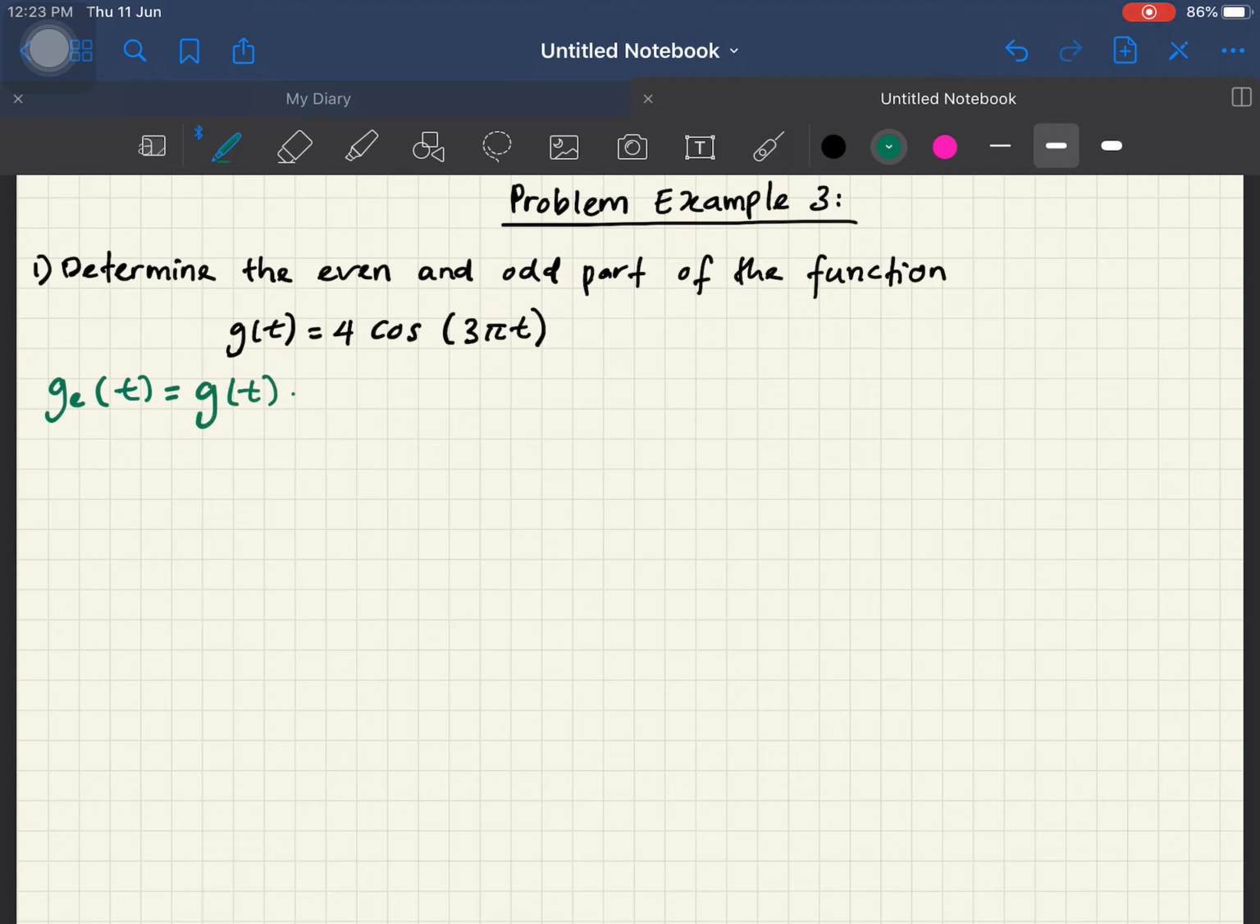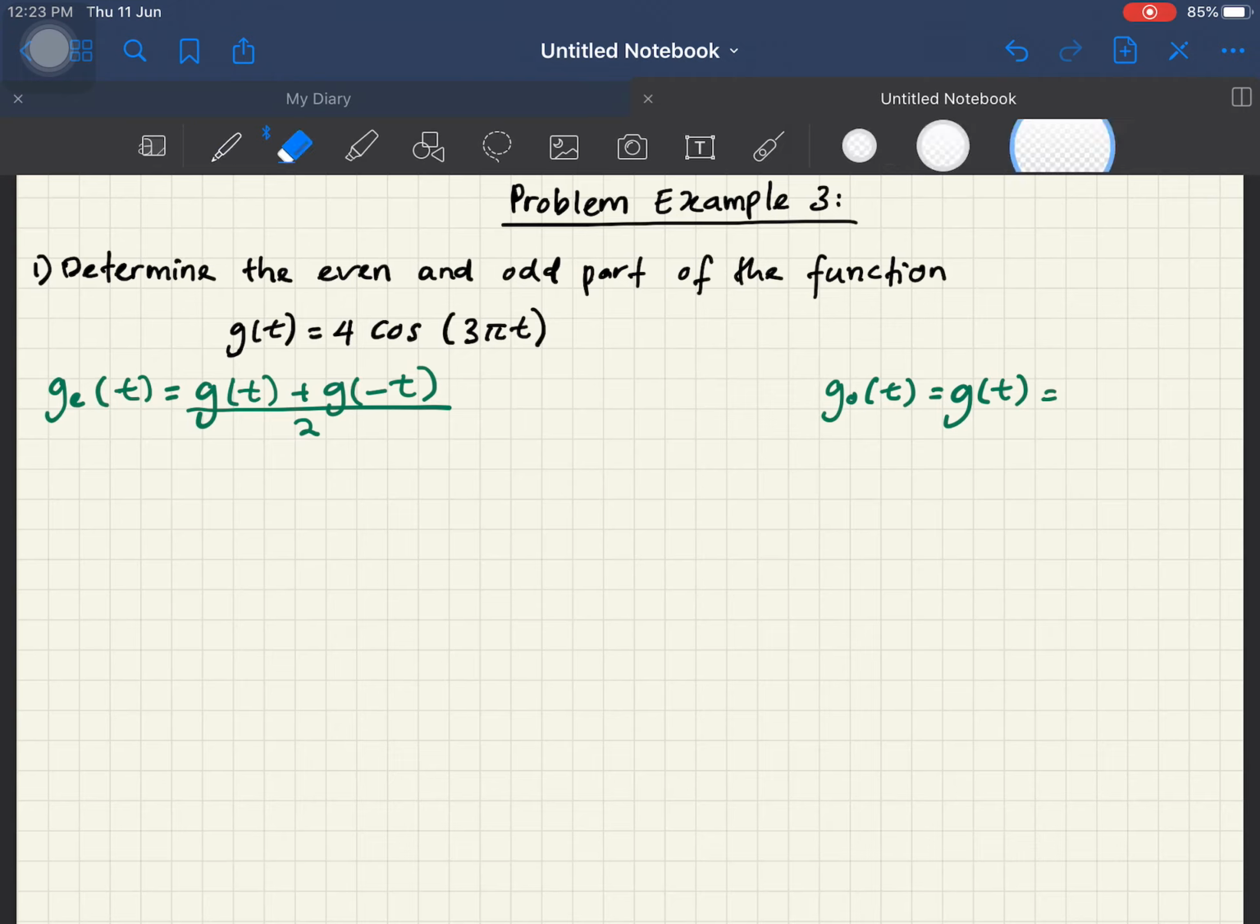g even of t equals g of t plus g of minus t over 2. While for the odd part, you can use the equation g odd of t equals g of t minus g of minus t over 2. So let's look at this one by one.